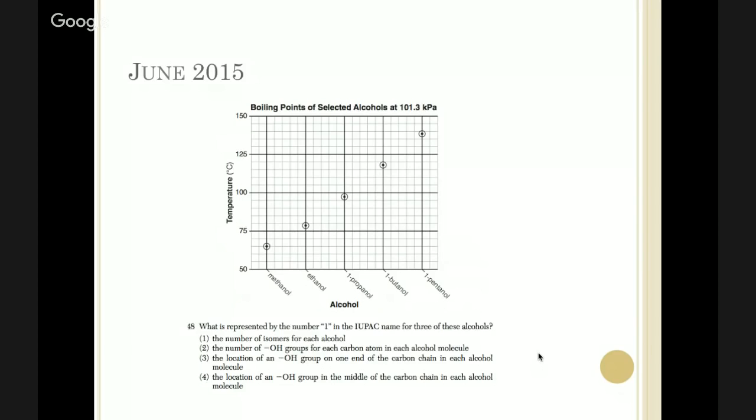And number 48 on the exam, they have this big, beautiful graph, and it says, what is represented by the number 1 and the IUPAC name for these alcohols? And as you can see, methanol, ethanol don't have it, but 1 propanol, 1 butanol, and 1 pentanol does. And so the number 1 tells you not how many hydroxides, but the location of the hydroxyl group at the end of the carbon chain. So that's answer 3. If they were in the middle, it would have a 2, 3, or 4, and so on.